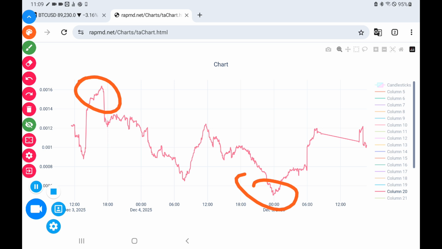Do we pick the highest? Do we pick the lowest? Or do we pick some kind of a moving average that kind of follows this crazy pattern? That really is a risk management or risk assessment approach.